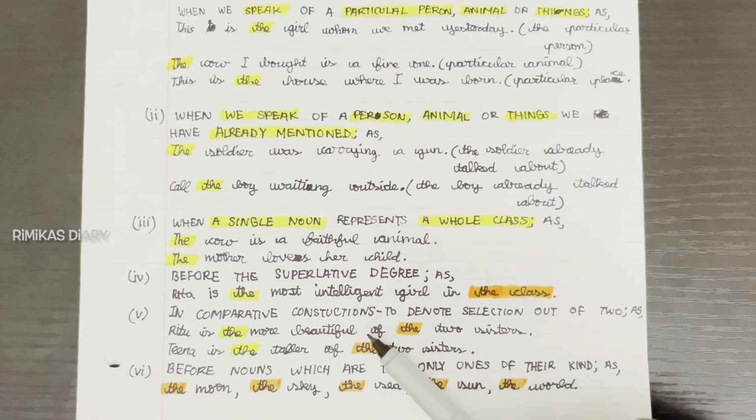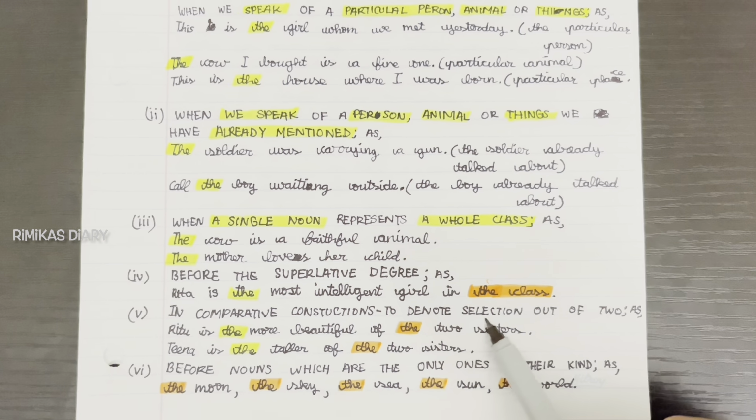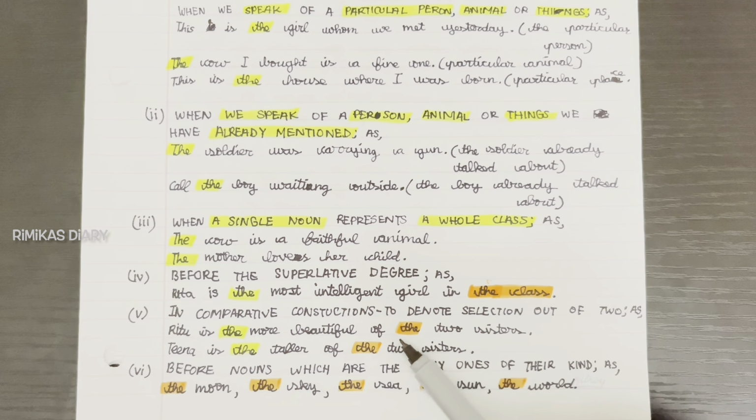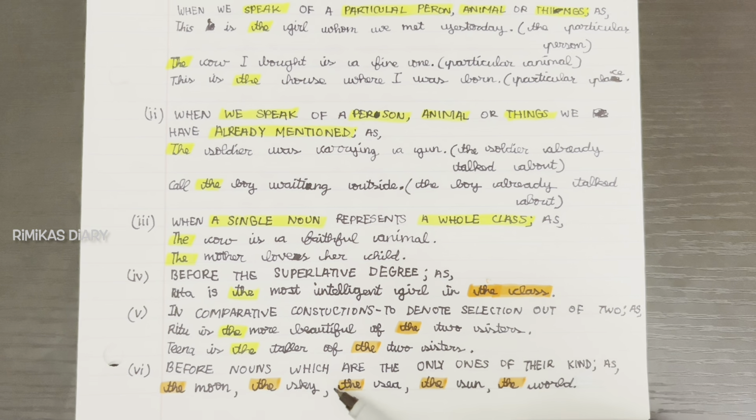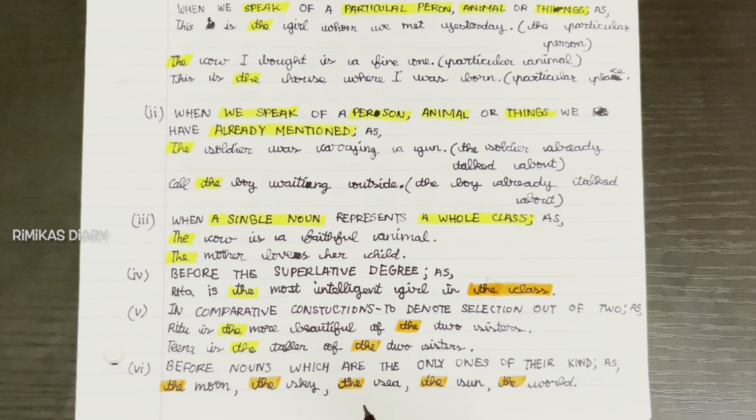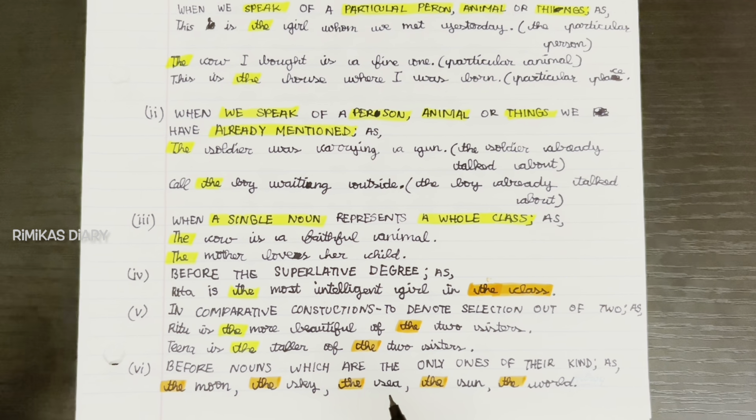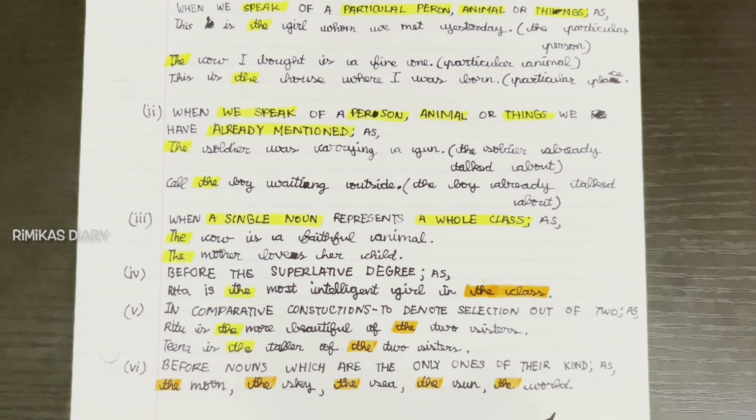Next, in comparative constructions, to denote selection out of two, as Ritu is the more beautiful of the two sisters. Tina is the taller of the two sisters. The is also used in comparative constructions out of two. Next, before nouns which are the only ones of their kind. So they're also used before the nouns that are the only ones of their kind.